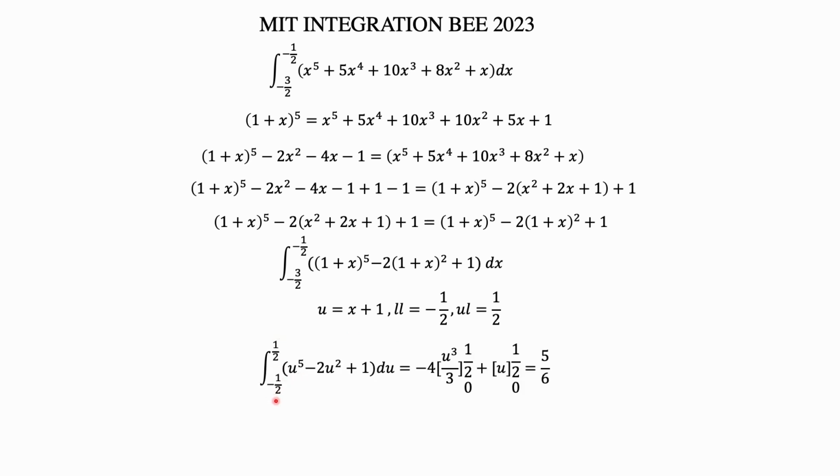When I plug that in, I know u to the power 5 is the odd function, so this becomes 0. This is the even function, so this becomes 2 times, so I can write this negative 4 times u squared over 3 from half to 0. And this limit here should be negative half, not 0. When you do this algebra, you're going to get 5 over 6. But make sure here you put negative half.